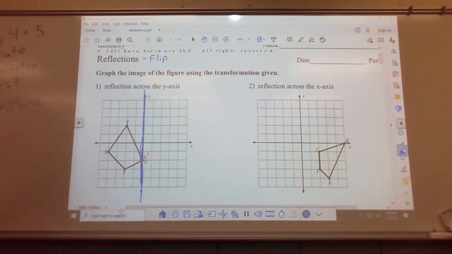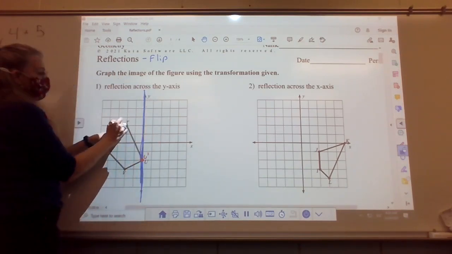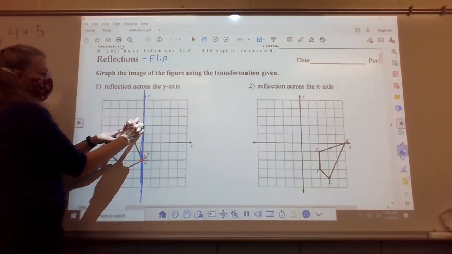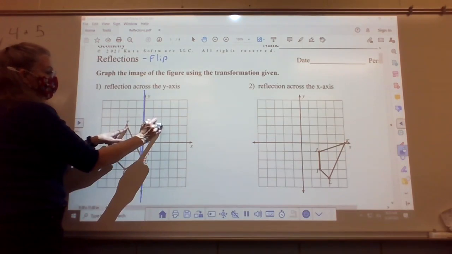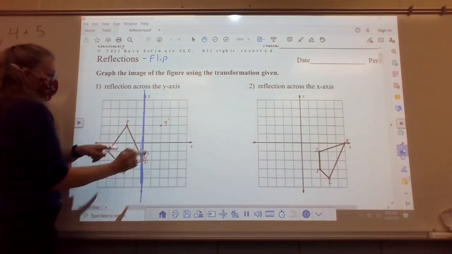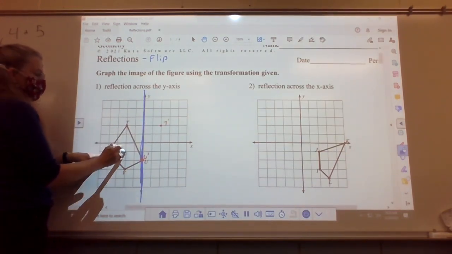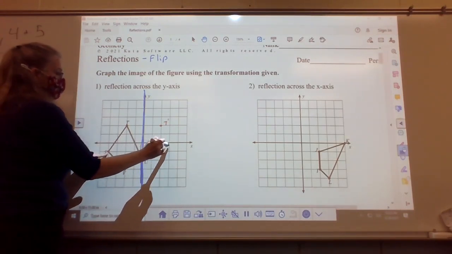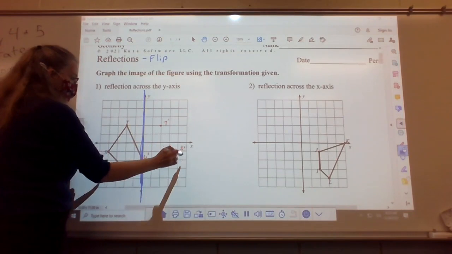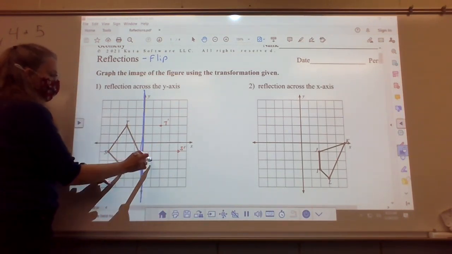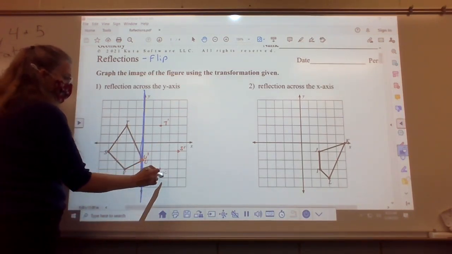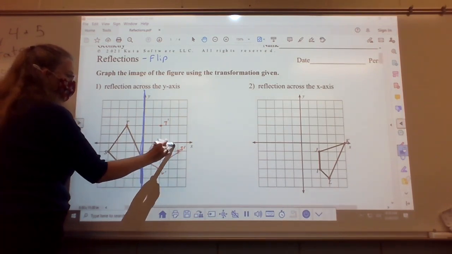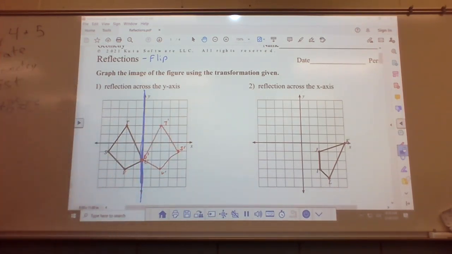Then whatever's on the left is going to move to the right. So T, it was 2 from the line, so I have to go 2 from the other side. That's the new T. S, 1, 2, 3, 4 away. So I'm going to count 4 the other way. 1, 2, 3, 4. S. V, 1, 2, 1, 2. There's my V. Reconnect. There's your reflection.